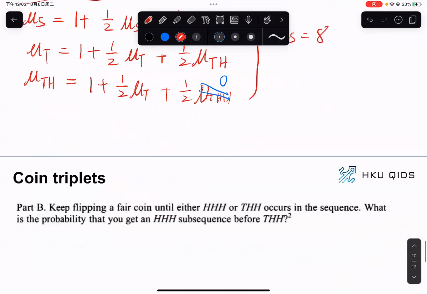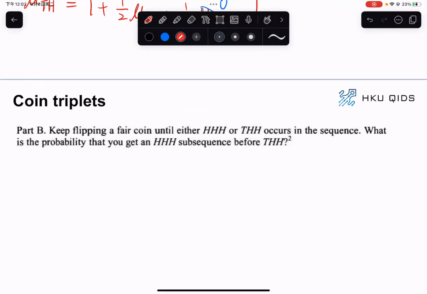Quite easy. And then how about part B? Keep flipping a fair coin until either triple head or tail HH occurs in the sequence. What is the probability that you will get an HHH sequence before THH? So this time, how should we define the problem, right? Again, we are asking the probability, so we should go back to use the first formula. So we're going to have, if we want a HHH beforehand, then AHHH should be 1, okay?